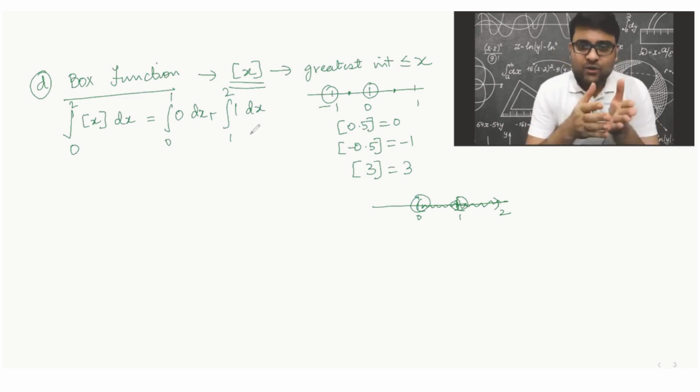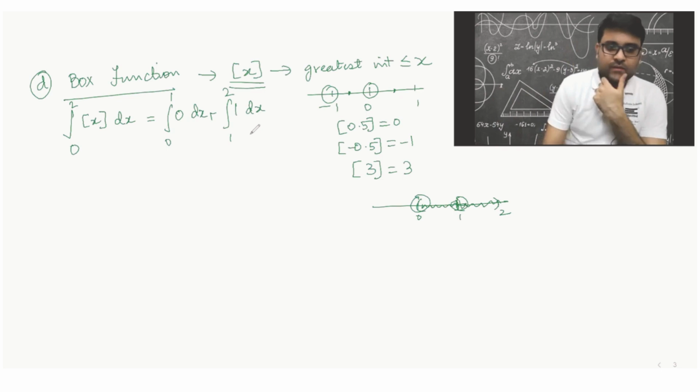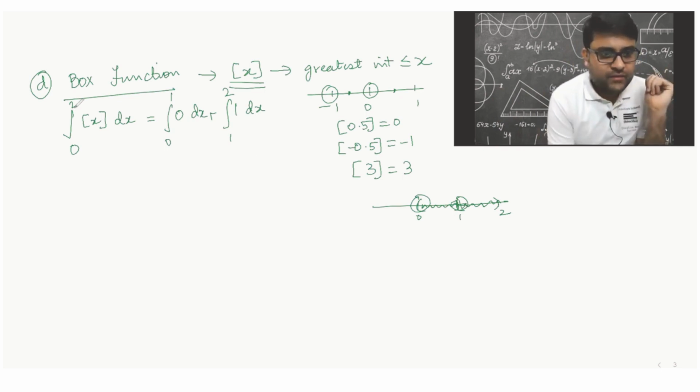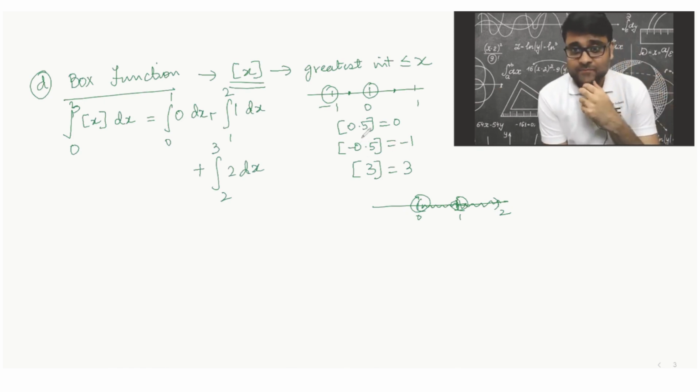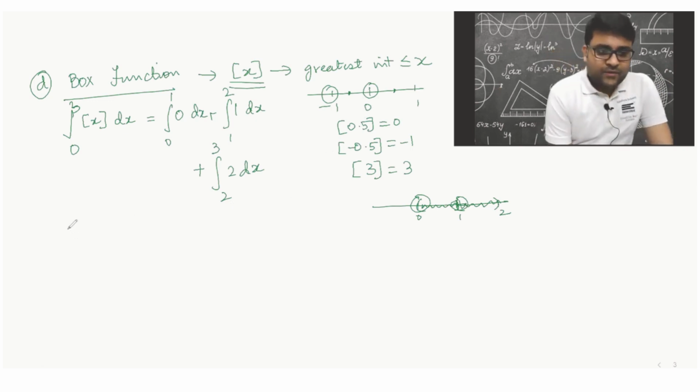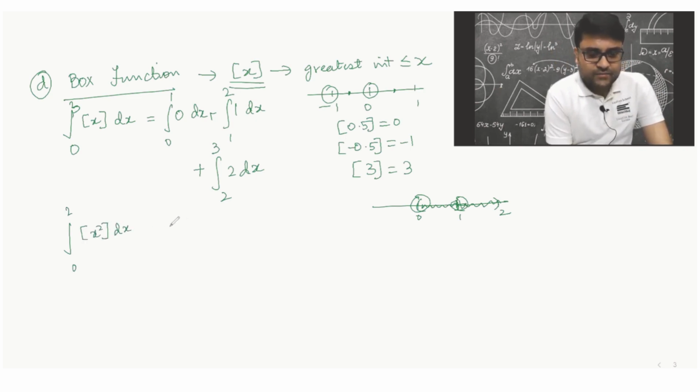You break down the interval into the intervals where you know exactly what the value of box x will be. So similarly, if you have from 0 to 3, supposing, you'll make another 2 to 3 2dx. That's it. It's as simple as that. That's how you deal with box x. It will get a little more complicated if you have the integration 0 to 2 box x square dx.